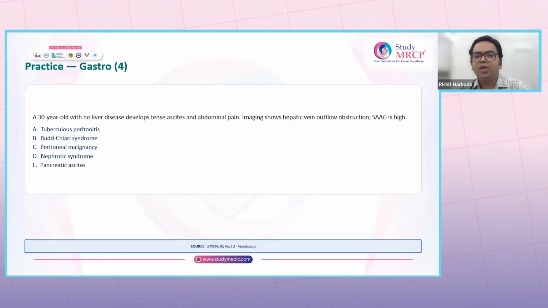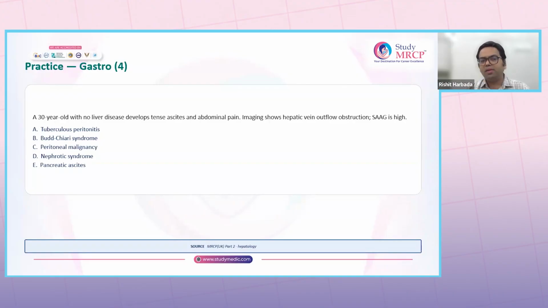Next question is: a 30-year-old male who presents with no liver disease, tense ascites, and abdominal pain. Imaging shows the portal or the hepatic vein outflow obstruction, and the SAAG is high. So SAAG is high over here, that is more than 1.1. So what is the common cause? Here the cause will be Budd-Chiari syndrome, because here it's written that there is no liver disease.